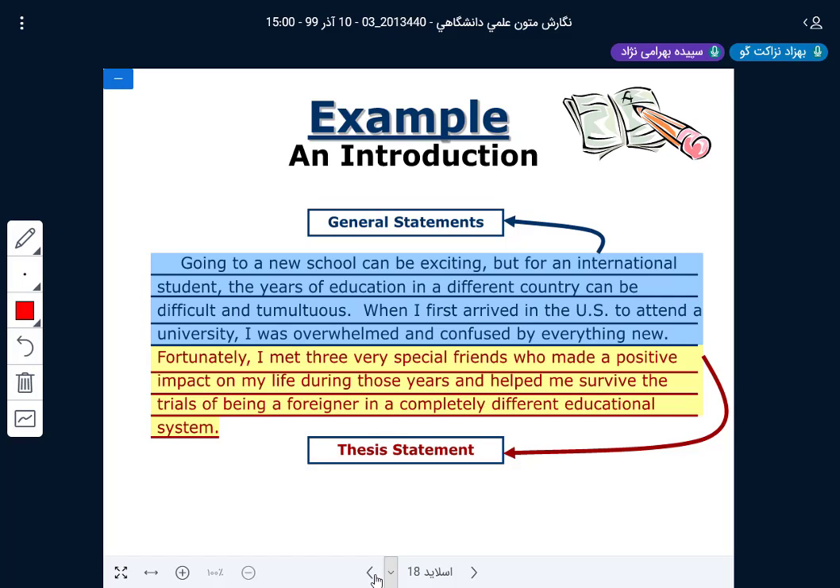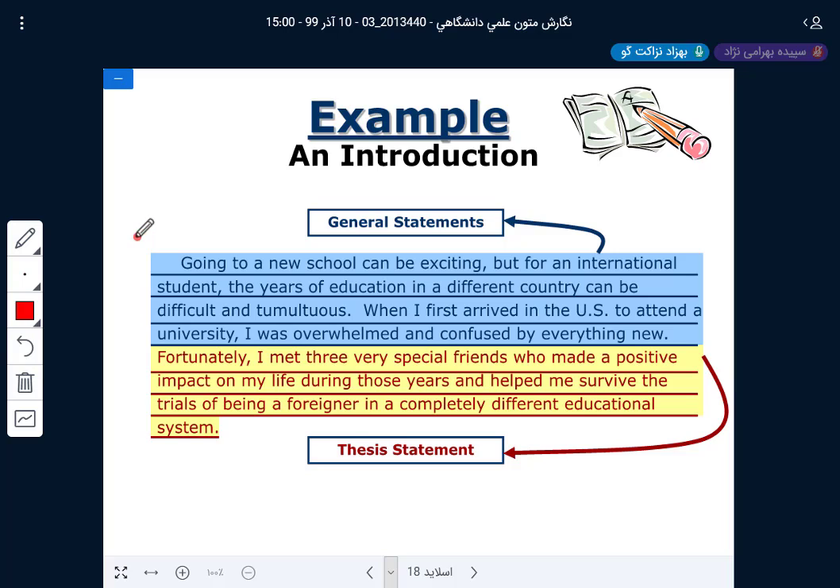Okay, Sepide. Example and introduction, general statements. Going to a new school can be exciting, but for an international student, the years of education in a different country can be difficult. When I first arrived in the US to attend a university, I was overwhelmed and confused by everything new. Fortunately, I met three very special friends who made a positive impact on my life during those years and helped me survive the trials of being a foreigner in a completely different educational system. This is a statement. Very good.